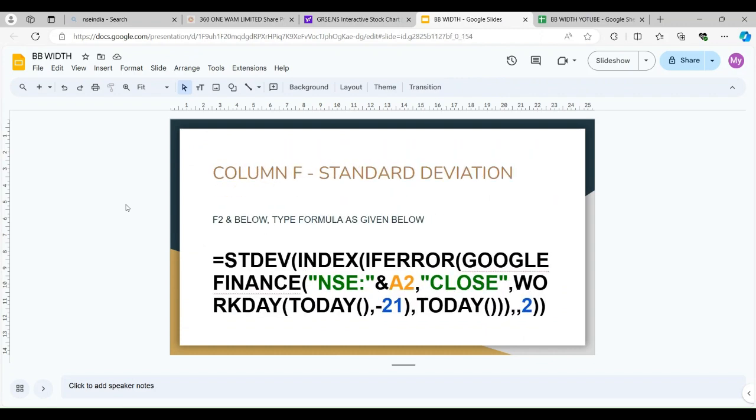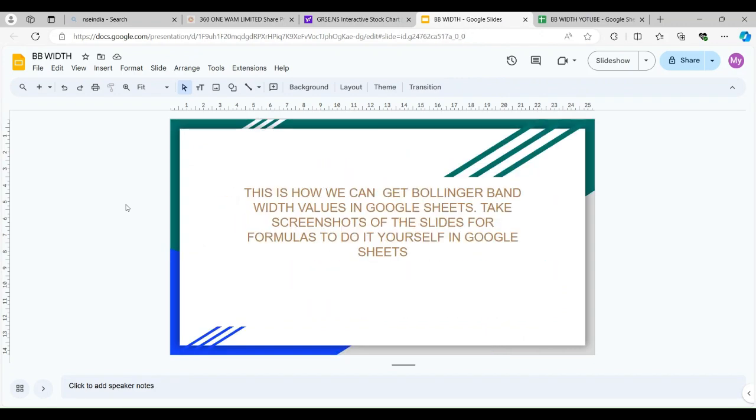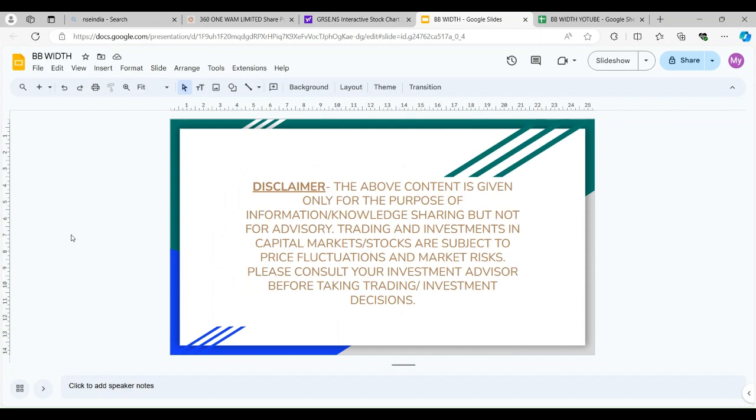I hope people are able to understand. This is how we can prepare Bollinger bandwidth values in Google Sheets. So take screenshots and do it yourself at home. Again, a disclaimer: this is only a screener, not buy or sell advice.